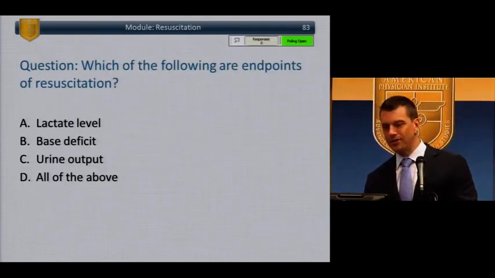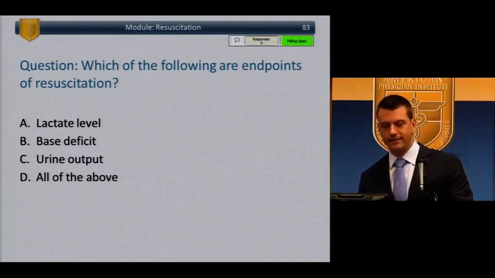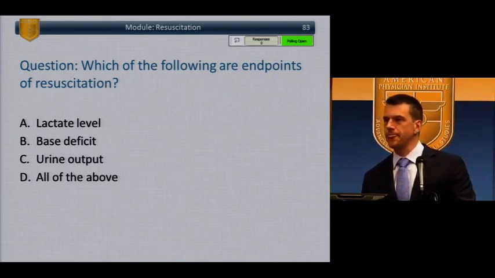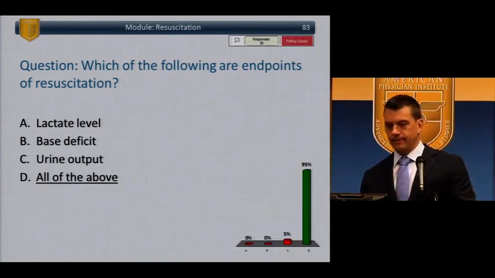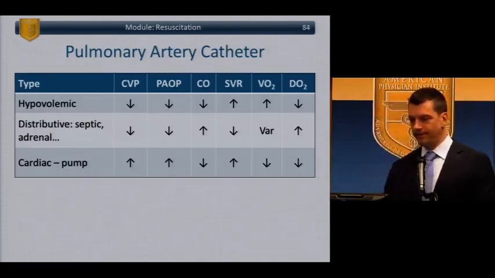Which of the following are endpoints of resuscitation? A, lactate level. B, base deficit. C, urine output. D, all of the above. Yes, those can all be used.